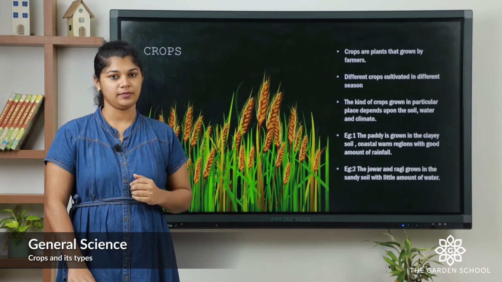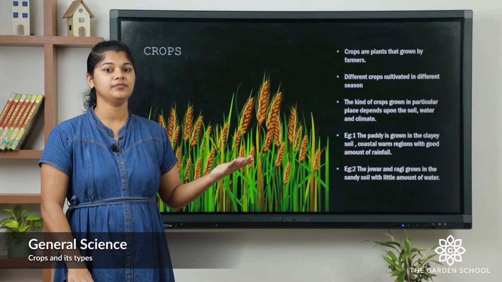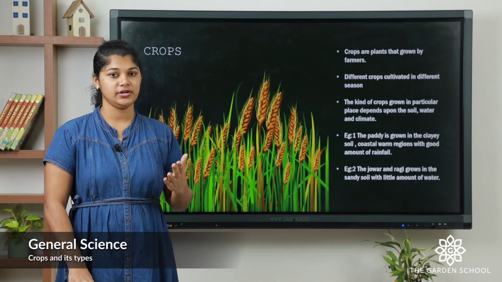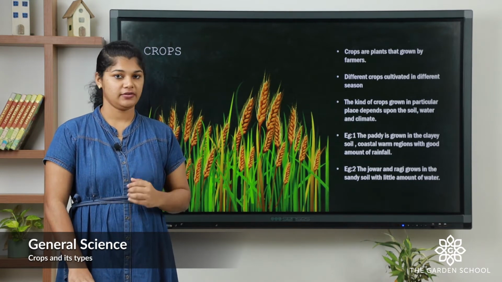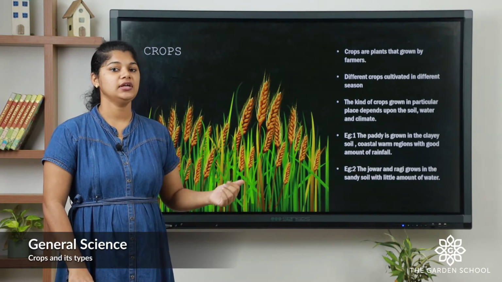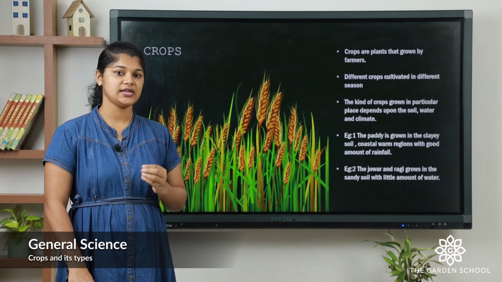Let's see some examples. The first example is paddy. Paddy is grown in clay soil and it is grown in warm coastal regions with a high amount of rainfall. And the second example is jowar and ragi. They need only a little amount of rainfall and they are grown in sandy soil.